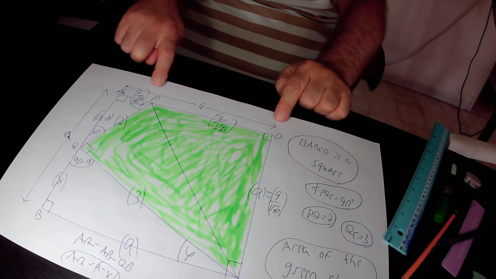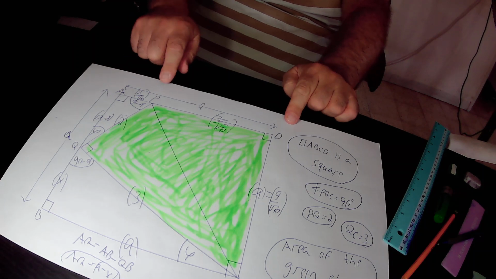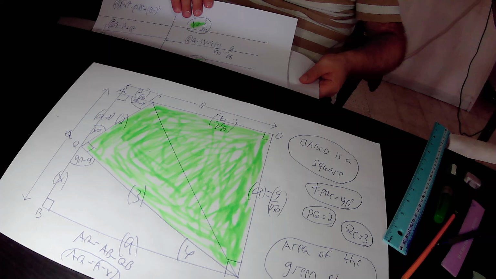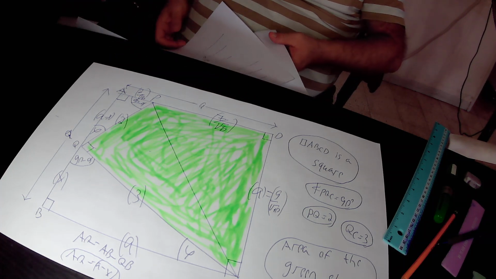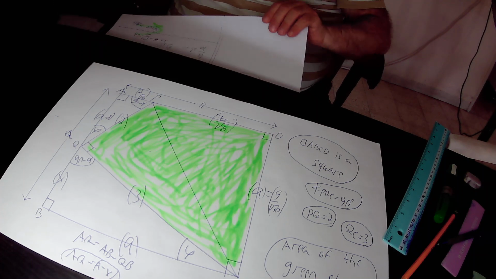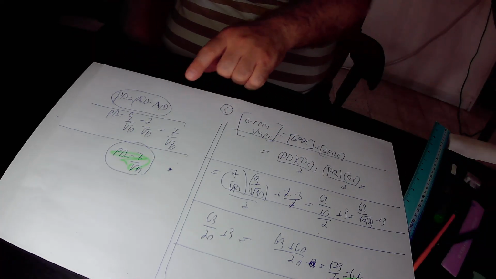What is the length of PD? PD equals AD minus AP. Again, PD equals AD minus AP. So repeat again, PD equals AD minus AP.